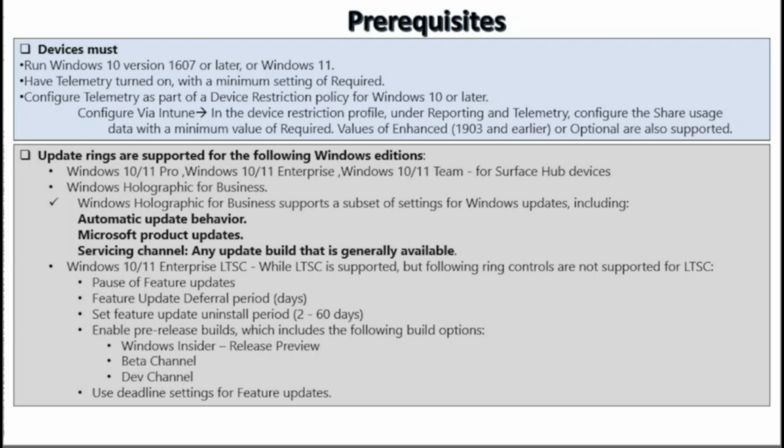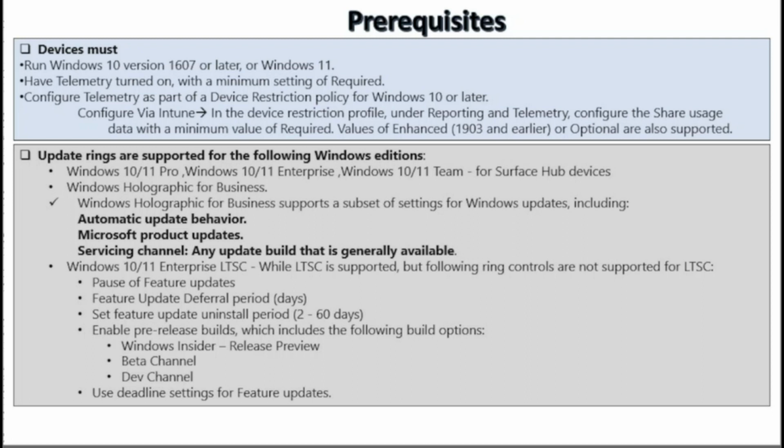Update rings support specific editions: the device should be on Windows 10 or 11 Pro, Windows 10 or 11 Enterprise, or Windows 10 or 11 Team for Surface Hub devices. The device can also be Windows Holographic for Business, which supports a specific set of Windows updates, including automatic update behavior, Microsoft product updates, servicing channel, and any update build that is generally available.